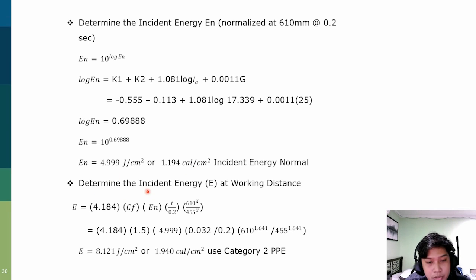Next up, we determine the incident energy at working distance. This is the formula to be used. Substituting the variables we have, the answer is 8.121 joule per square centimeter or 1.94 calorie per square centimeter. We suggest to use category 2 PPE.